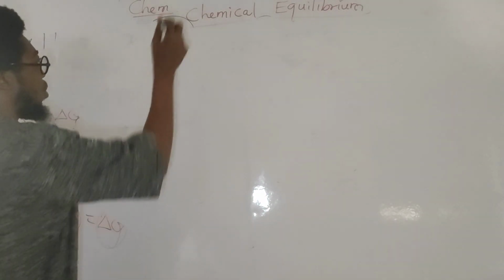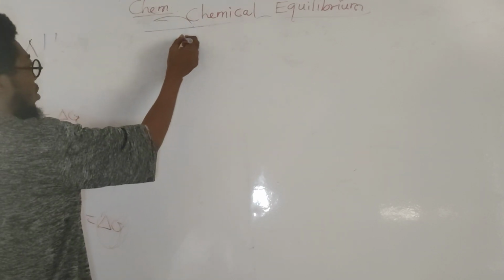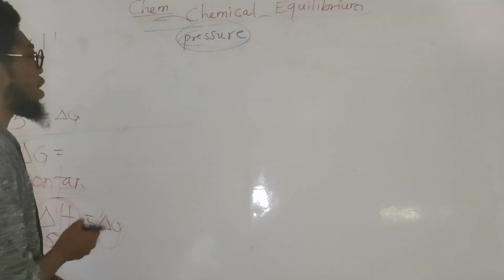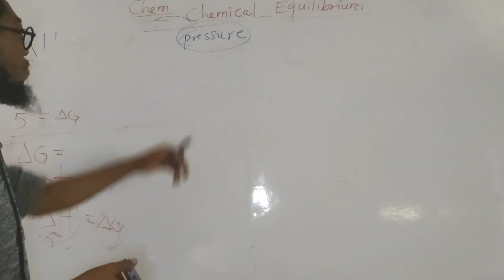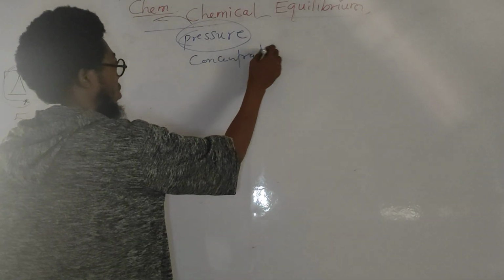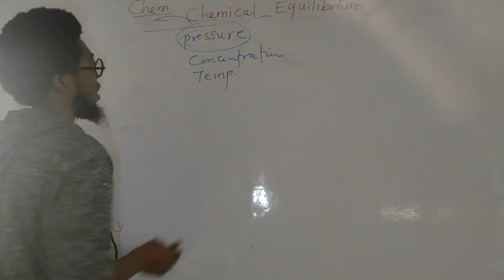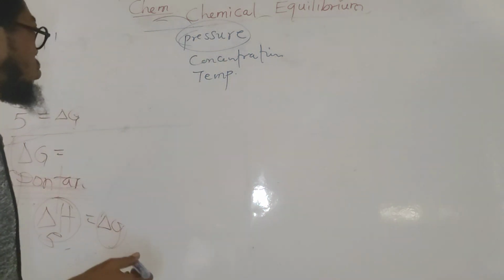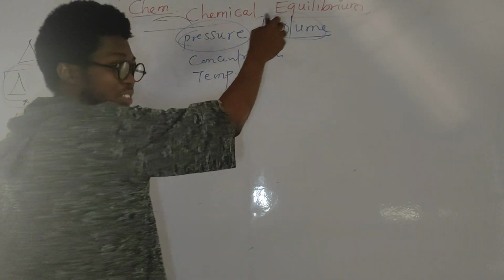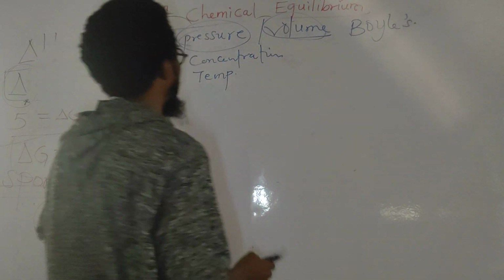So for a system in equilibrium, according to Le Chatelier, the factors that we can impose on it include pressure. But we can only impose pressure on gas. If we don't have gas, pressure has no effect. Then we can have concentration. We can also impose concentration changes on them. Then we can also try to change temperature. And what other things can we do? If you are changing volume, volume will affect pressure based on what we refer to as Boyle's law. You can remember that.